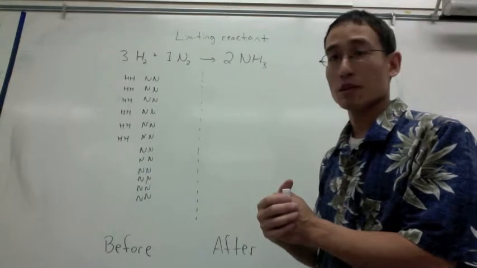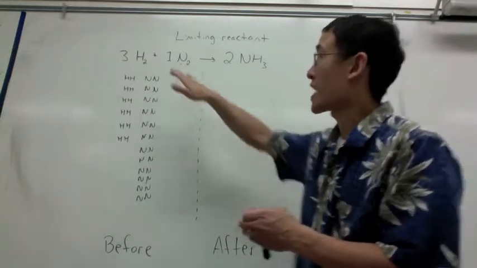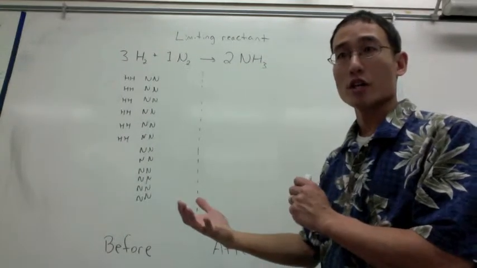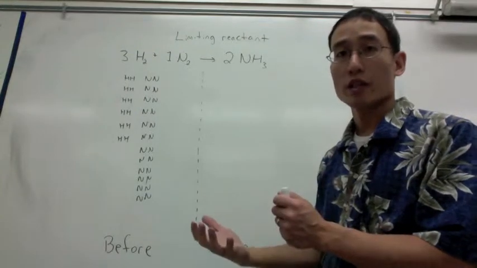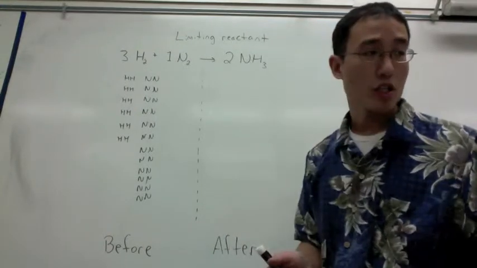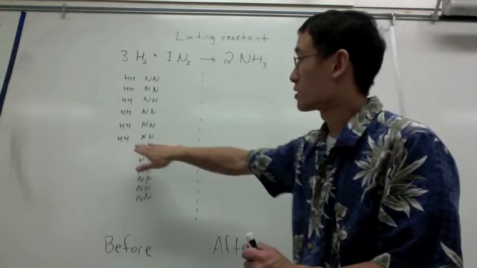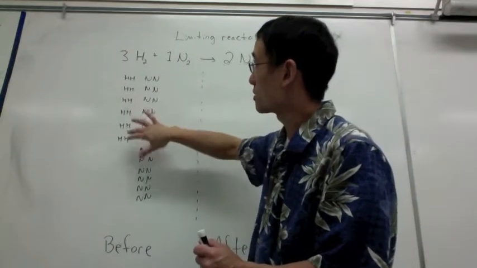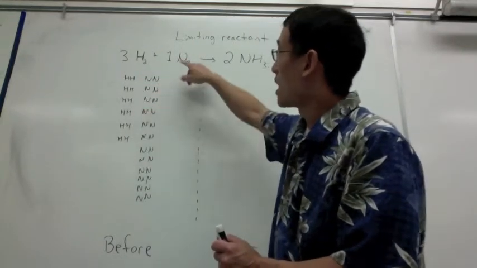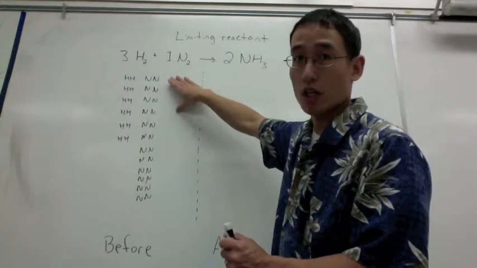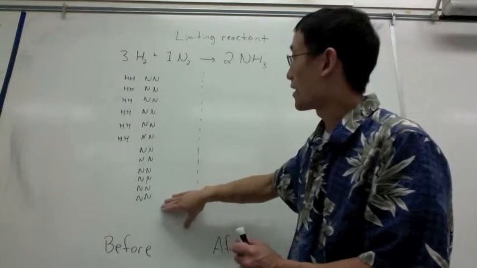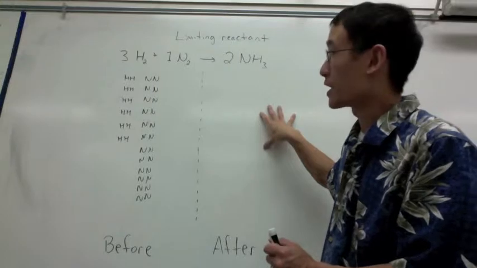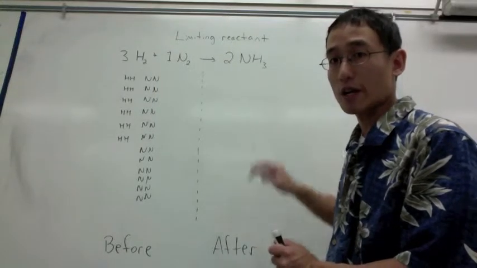Now, a lot of times in chemistry or in real life, you don't have exact amounts of these things. And so one of the things is going to run out before the other, and this is where you have a limiting reactant case. In the question on your handout, there are 6 molecules of H2: 1, 2, 3, 4, 5, 6. There are 12 molecules of N2, and the question is, how many molecules of NH3 are you going to make, and what are your limiting and excess reactants?